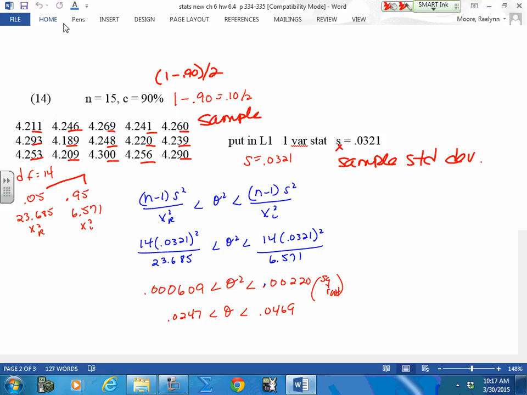Your L is the smaller one, because normally your chi-squares go this way from 0 to infinity, but your larger one goes on the left-hand side. Question? Good. Everybody okay with this? Now, because you found your standard deviation, you have to square this. Question? No, you only go to 3 decimals. You can do 3 or 2.